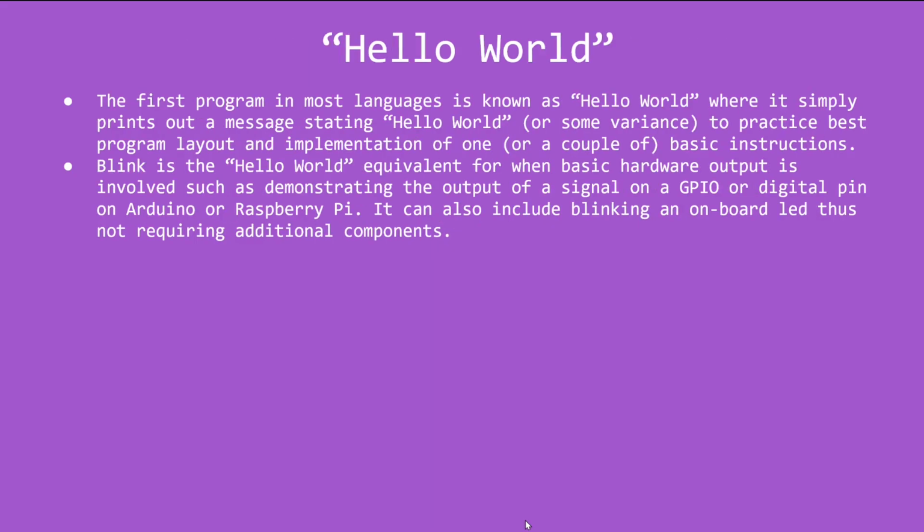When you hear about programming, you'll often hear about Hello World. That's usually the first program in most languages that somebody writes, where the goal is just to print out a message stating Hello World or some variation on that, to practice best program layout and implementation of one, or maybe a couple of basic instructions. Blink is kind of the Hello World equivalent for hobby electronics, where your basic hardware output is going to be an LED and you're demonstrating the output of a signal on a GPIO pin or digital pin. But if it has an onboard LED, then you might be blinking that. That way you don't have to require any other components.